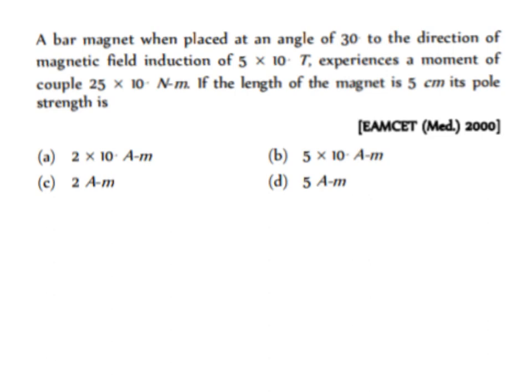So in this case, I need to calculate the pole strength. We have given the value of torque in Newton meter, and the formula is the same, that is, torque equals m into B into sine theta. Let me use this one now. The torque is given as 25 into 10 to the power of minus 6. That must be equal to the magnetic moment.